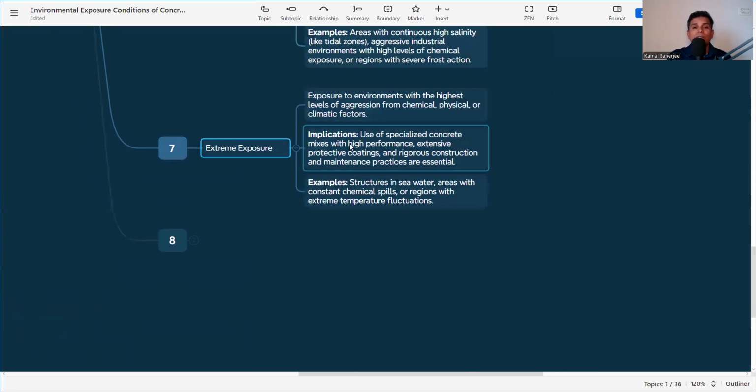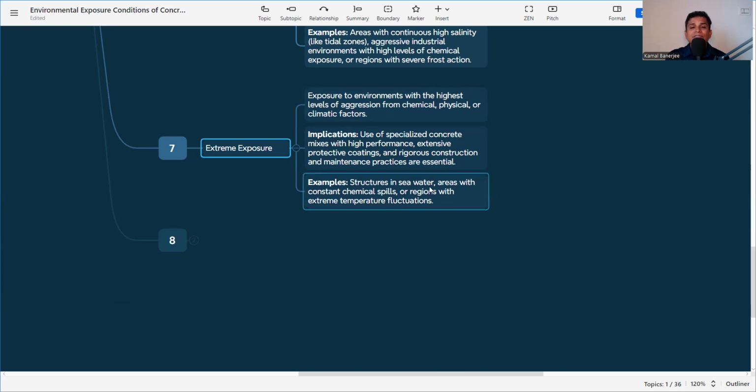Use of specialized concrete mixes with high performance, extensive protective coatings, and rigorous construction and maintenance practices are essential. That means we need to choose the water cement ratio, the grade of concrete, the grade of cement. We need to protect our concrete, and periodic maintenance of concrete is also required. We need to protect the concrete surface in order to avoid contact with the extreme environmental condition, harmful chemicals, or penetration of moisture.